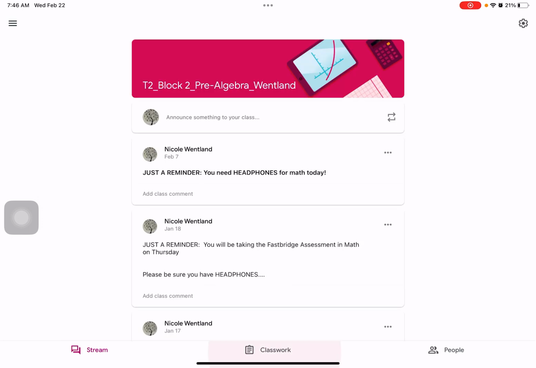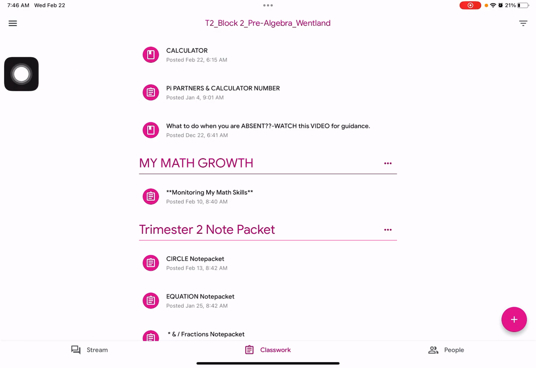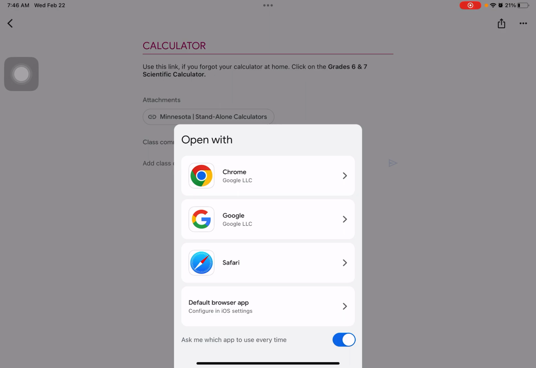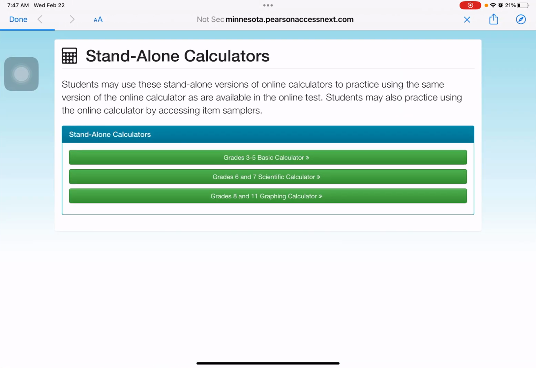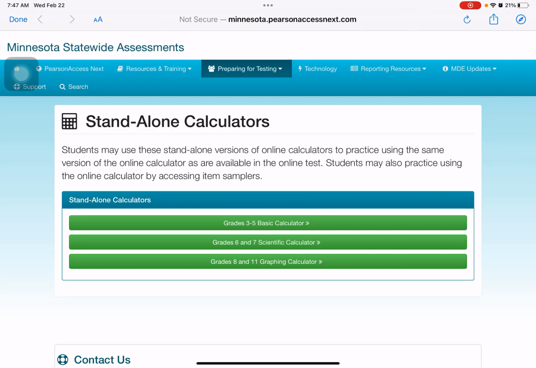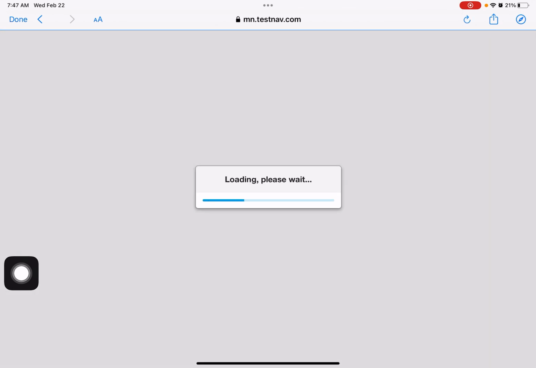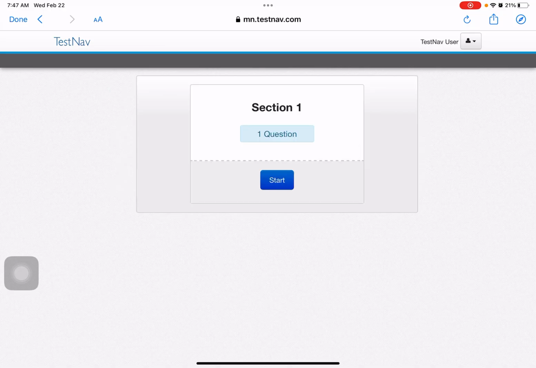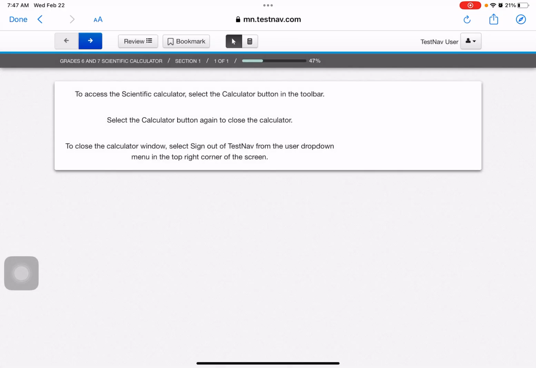Under classwork, if you look up at the top here, it says calculator. If you click on this calculator in the link that is here, this will take you to an online version of your calculator. You use the 6th and 7th grade scientific calculator. And you're just going to click through like you're starting a pretend MCA test. It doesn't record anything.